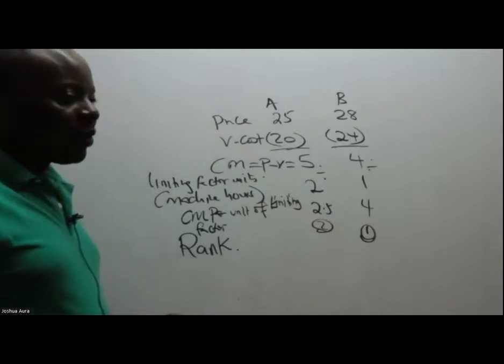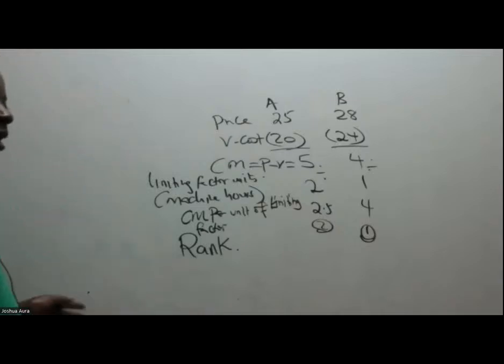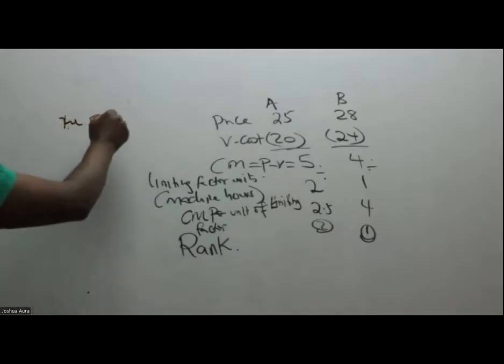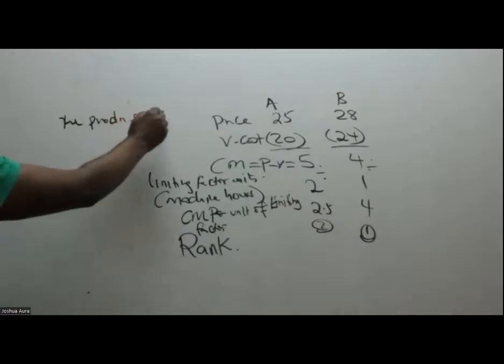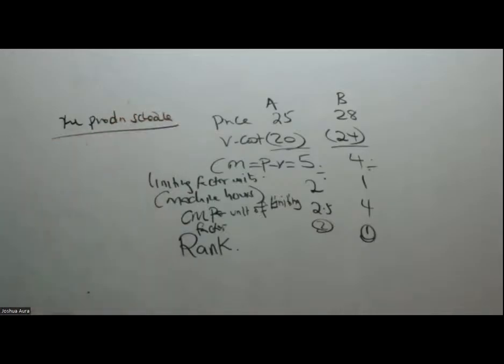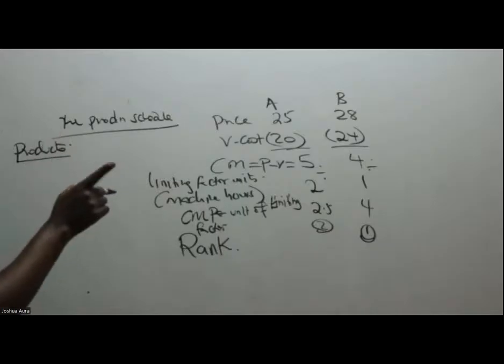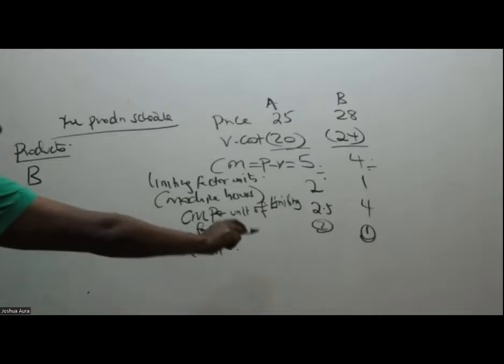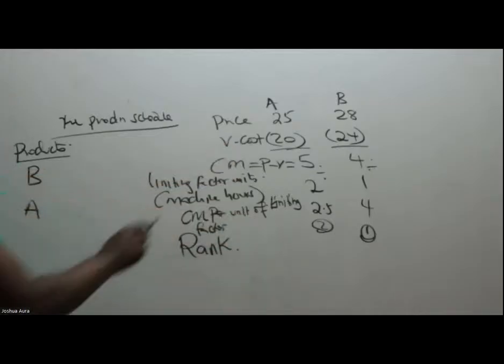Of course, having ranked, now we should be able to go to the last step, which is the production schedule. Under the production schedule we have our products here, and we write them as per the rankings. The one that was ranked number 1 is B, and then we have A.